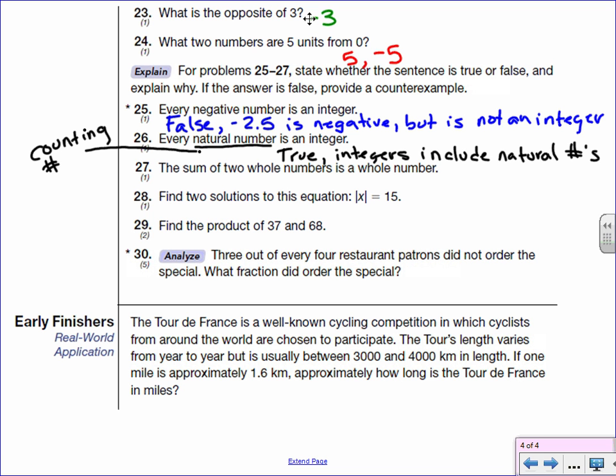The sum of two whole numbers is a whole number. That is also true. If you take positive numbers, which are what whole numbers are, so integers means that they're whole, they're not fractions or decimals. If you add positive integers, the sum is also a positive integer.